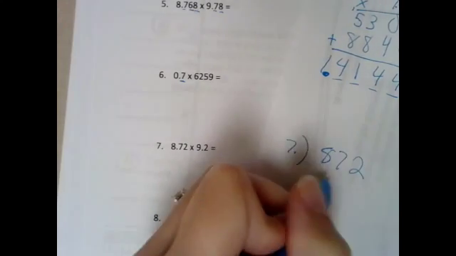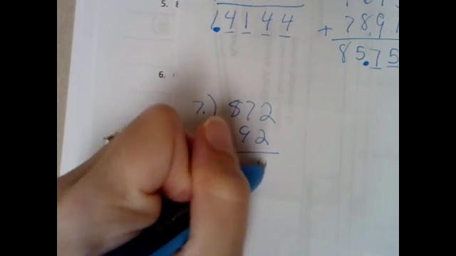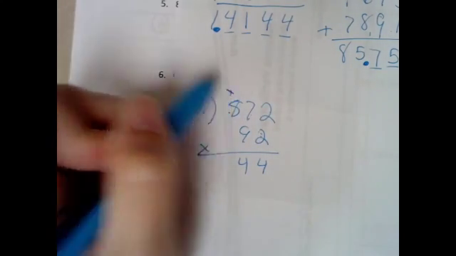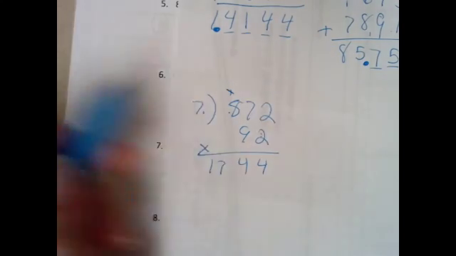Number 7, we're going to use 872 because we're going to ignore the decimal, times 92 because we are ignoring the decimal. 2 times 2 is 4, 2 times 7 is 14, 2 times 8 is 16, plus 1 more is 17. We scoot over to our tens place, so we put a 0 as a placeholder.